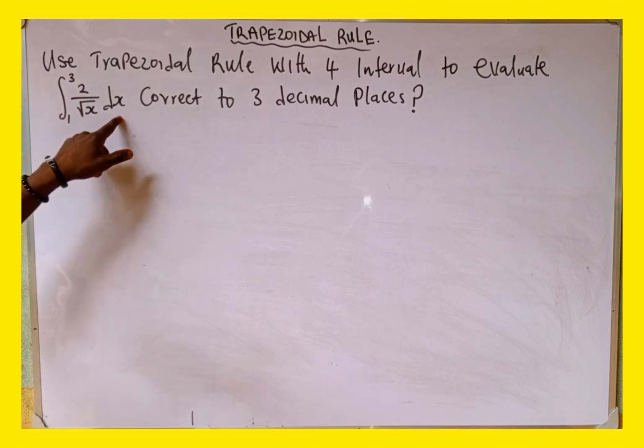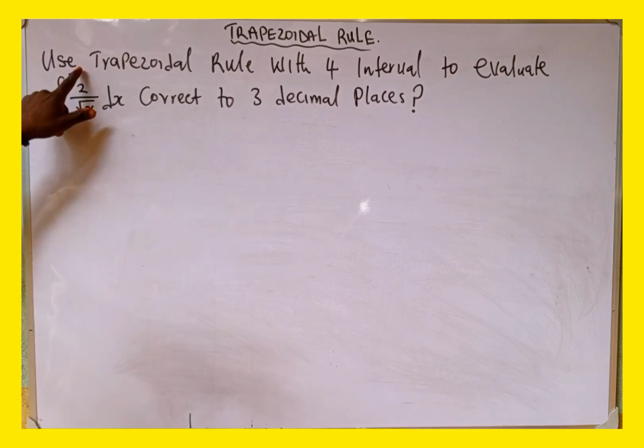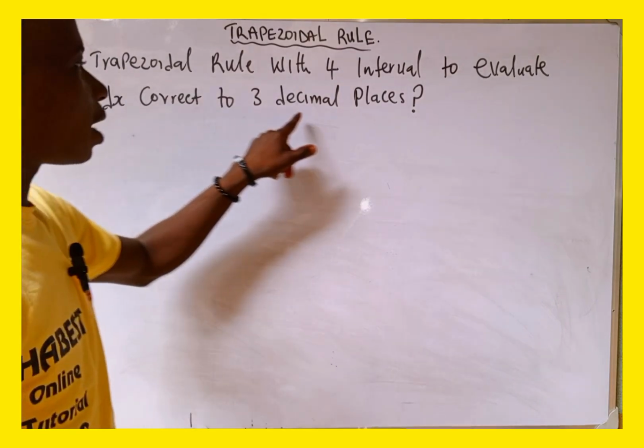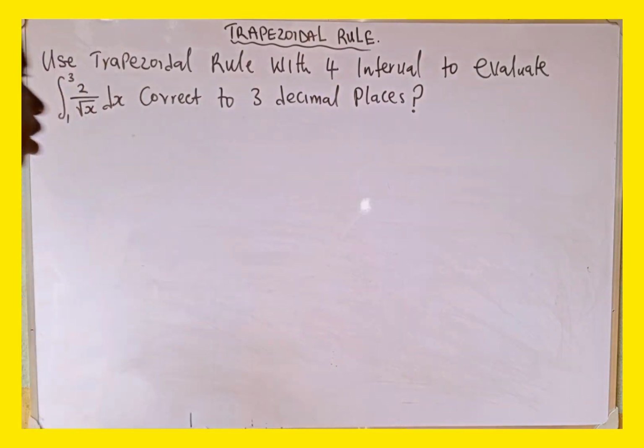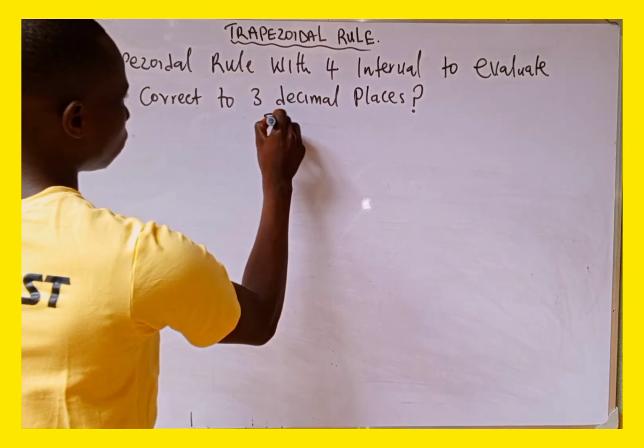So the question on the board reads: use the trapezoidal rule with 4 intervals to evaluate the integral of 2 over root x dx, and the limit is from 1 to 3. And we're asked to correct our answer to 3 decimal places. So let's get started. Solution.